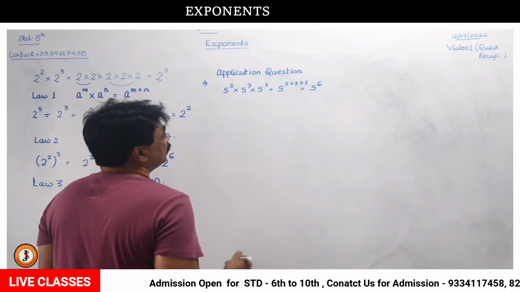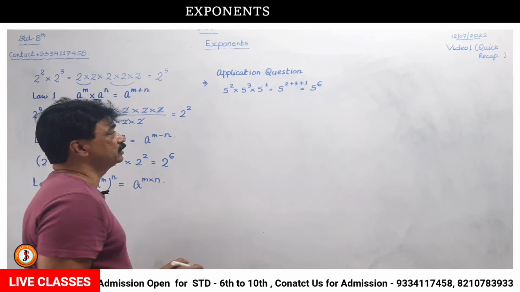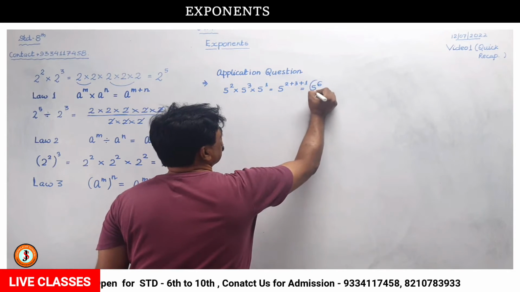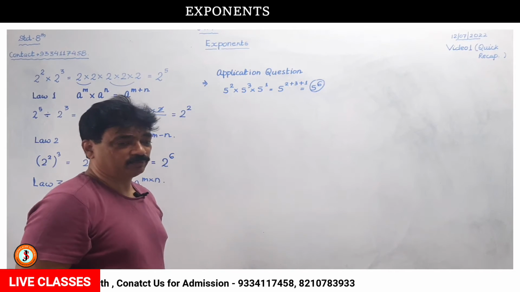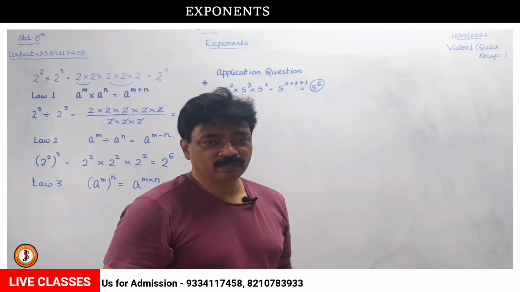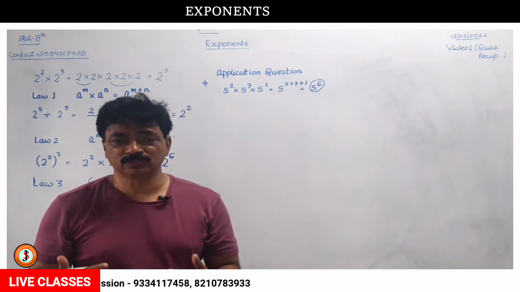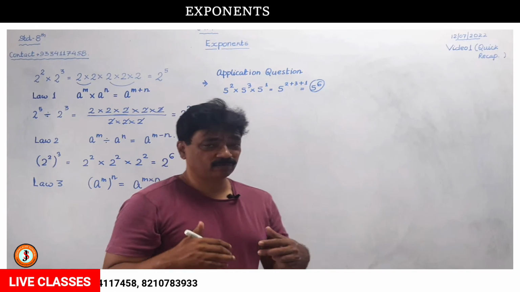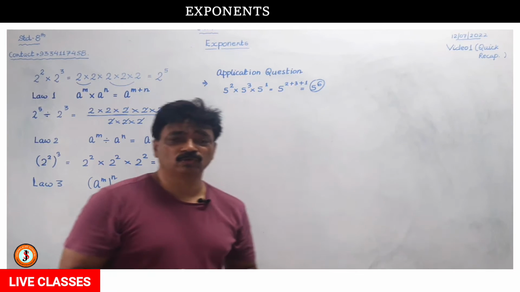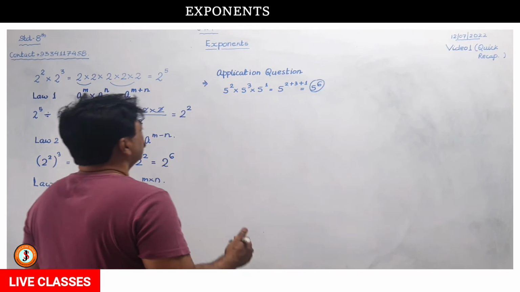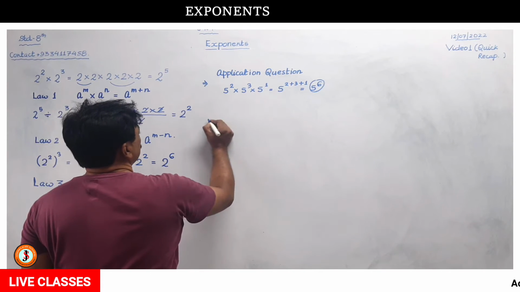So you can obviously multiply and get the result. 5 raised to the power 6 means 6 times the power of 5, so that you have to find out. Most probably 5 raised to the power 3 is 125, 5 raised to the power 4 is 625, so 5 raised to the power 5 will be 3125 and so on. So you can calculate. This is an application question.